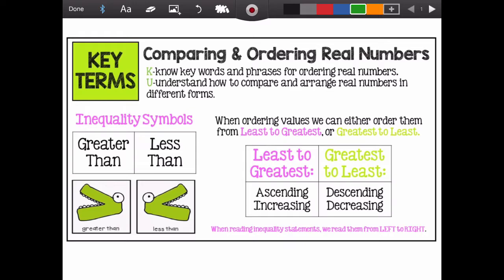So this table here shows the words that we might see in a problem. And again, we need to remember that if we're talking about least to greatest here, you might see the words ascending or increasing order. And if we're talking about greatest to least over here, you might see it described as descending or decreasing. So keep those in mind when we're solving these example problems together.